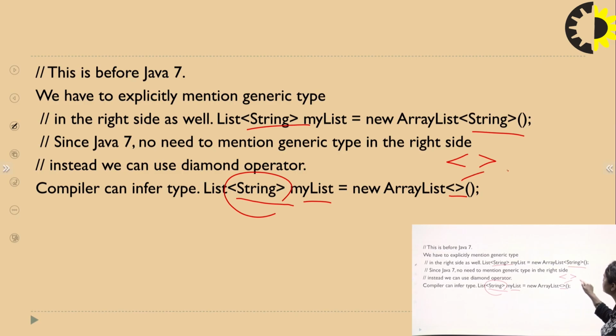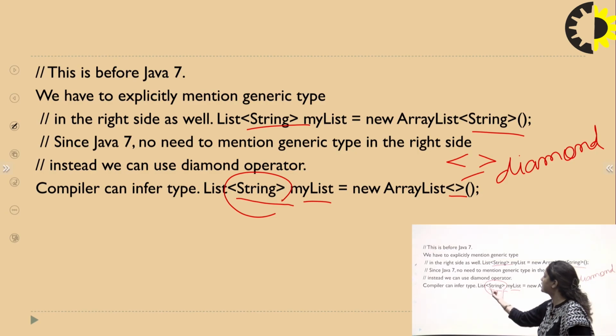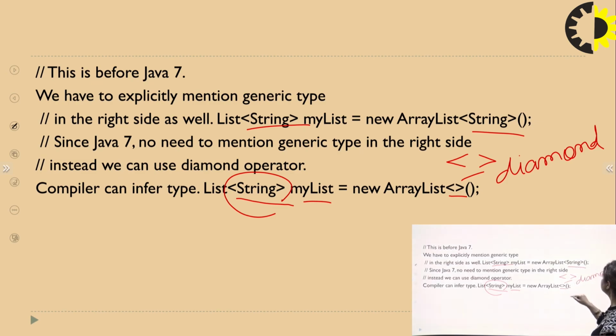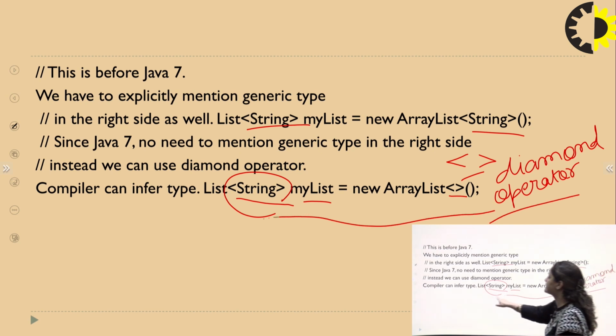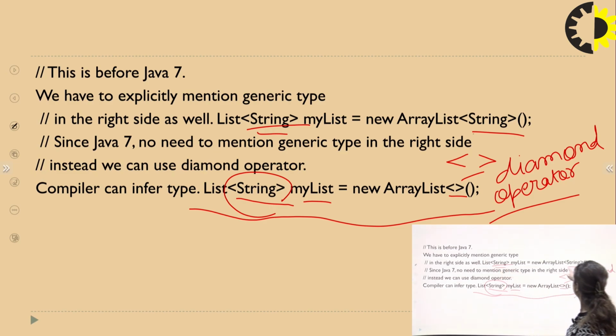These arrows are known as the diamond operator, the empty, blank ones, not the filled one. This is a generic data type and this is your diamond operator, used in order to reduce redundancy in programming. What is redundancy? It means the repetition of code again and again in your program, as in the previous example.